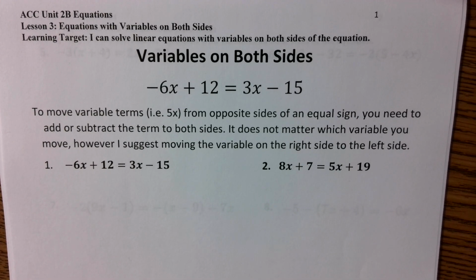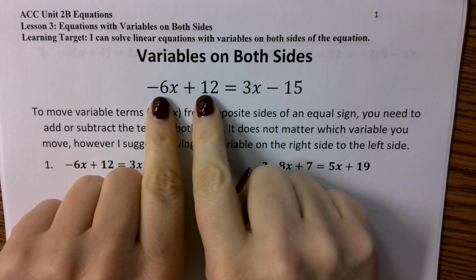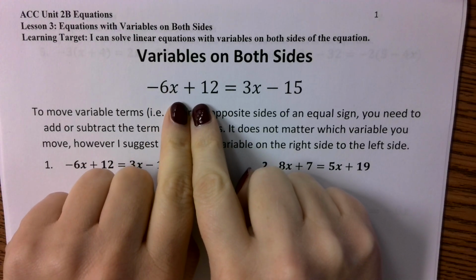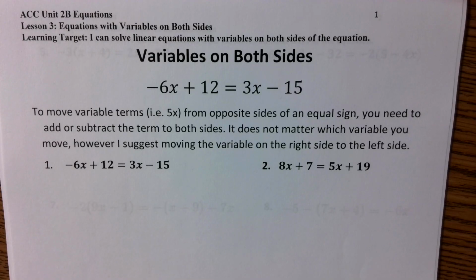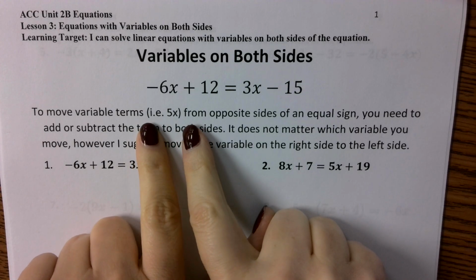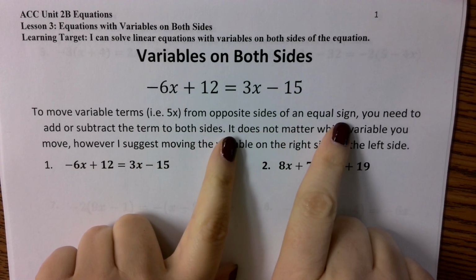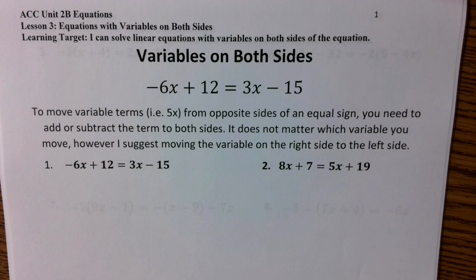Okay, so variables on both sides of the equation. We're going to start off simple, with just a simple process where you have ax plus b on one side, ax plus b on the other side. So we're just going to be focusing on the movement with how you move variables from one side to the next. When we are moving variables from opposite sides of an equal sign, you need to add or subtract the term to both sides.